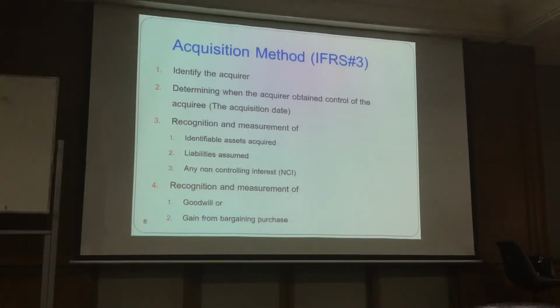When you give them the money, or when they transfer all those assets and all liabilities to you, which is normally what we call the acquisition date, that's when we want to record the transaction. Identify the acquirer, identify the date that you acquire. This is the second step based on IFRS number 3.